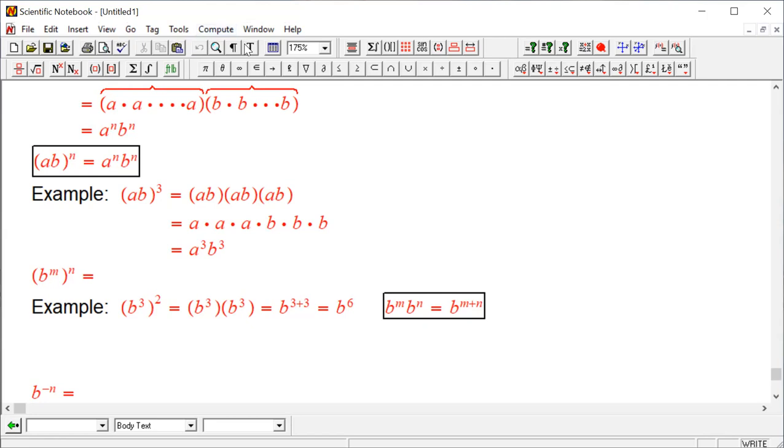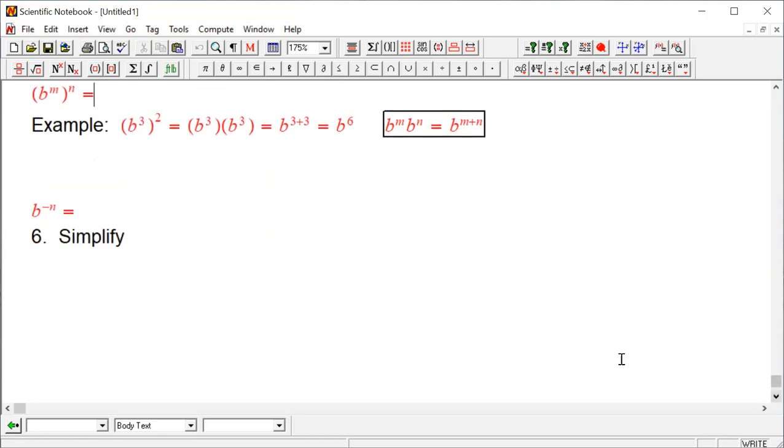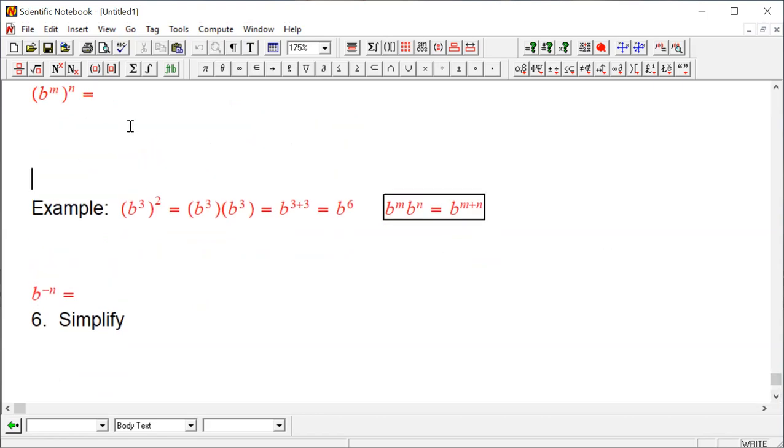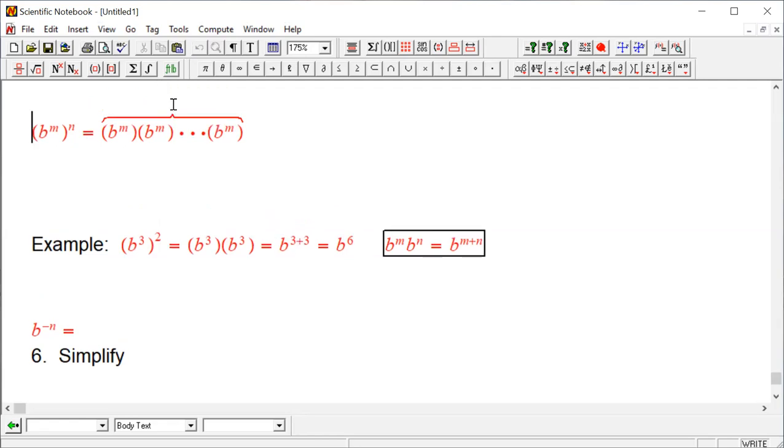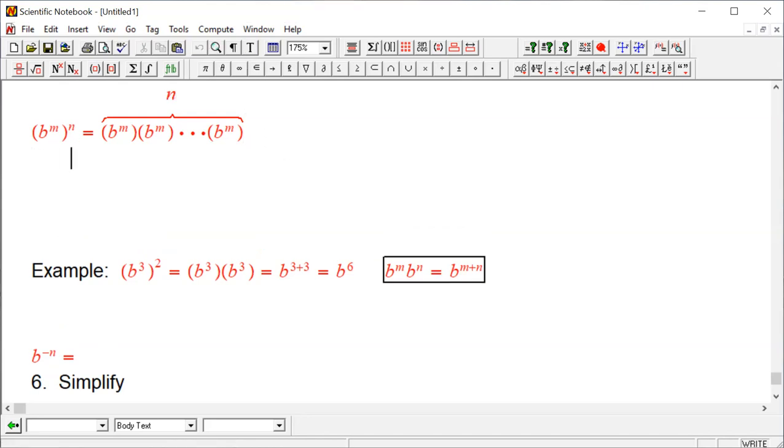Now, if we have b to the power m and then to the power n, how do we derive that? Well, we first look at the n as a power, right? That means the parentheses times itself n times. So this is going to be n times, right? And then what happens?